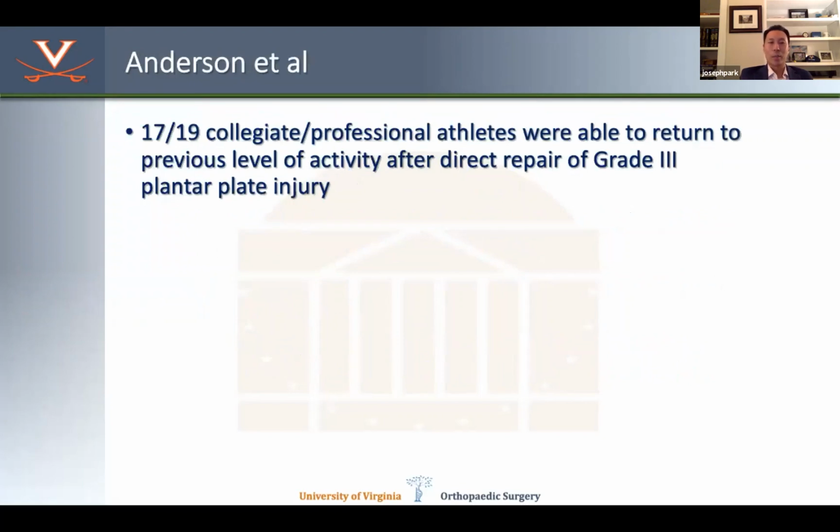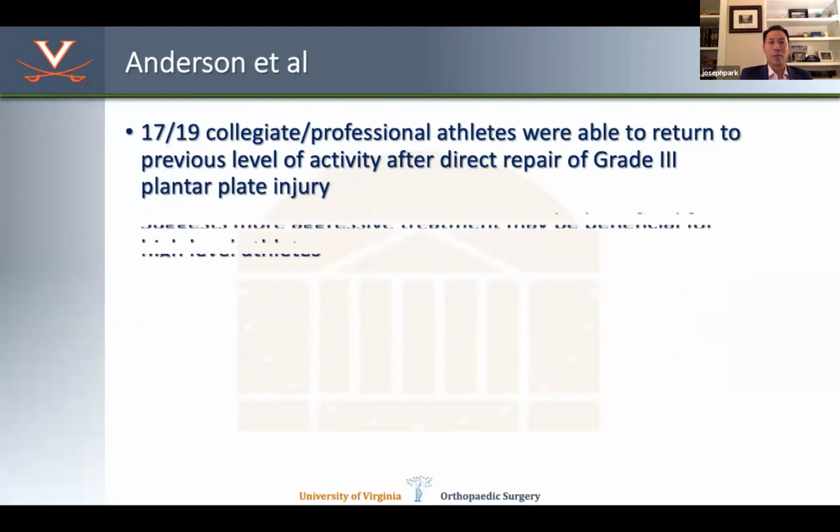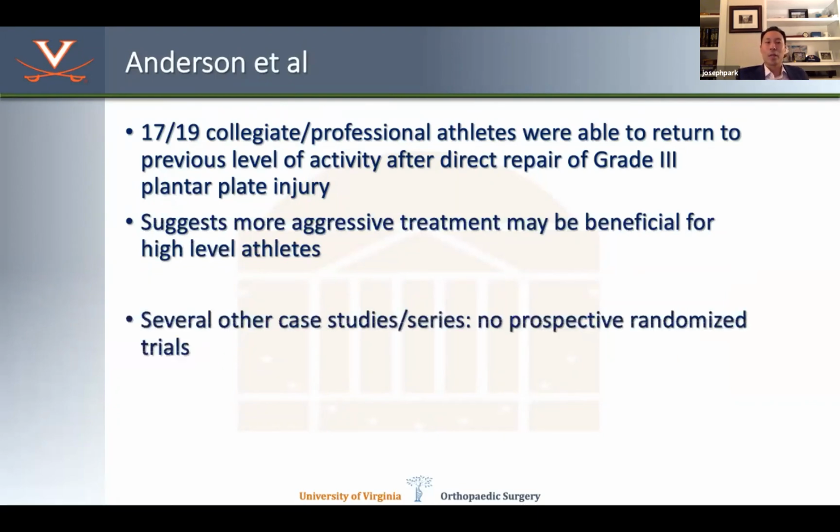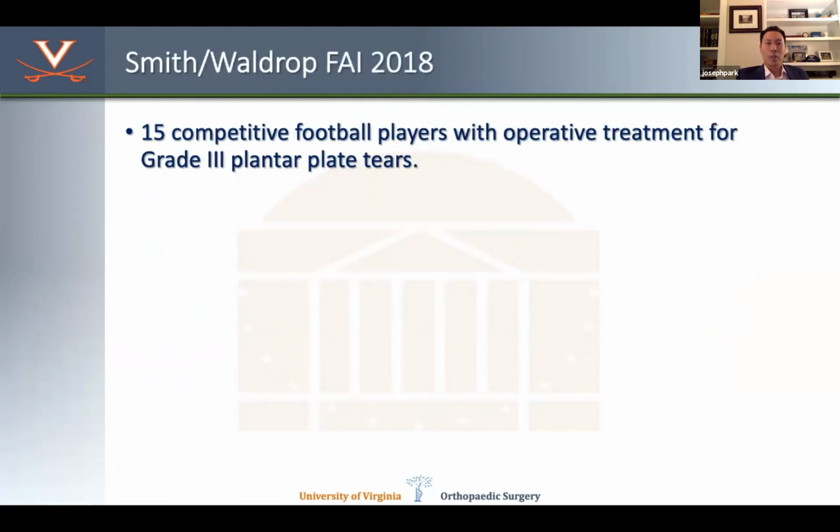Dr. Anderson had similar results in his repairs. 17 out of 19 athletes were able to return to previous level of activity after the direct repair. It suggests that more aggressive treatment may be a good idea for these high-level athletes. There's not really any prospective randomized trials. It's a pretty small number, and many of these are treated non-operatively still.